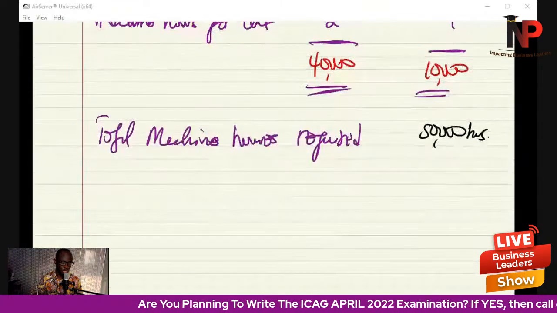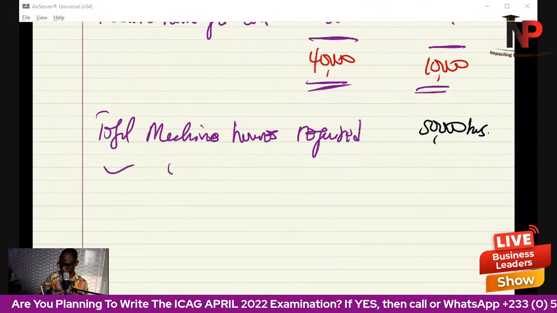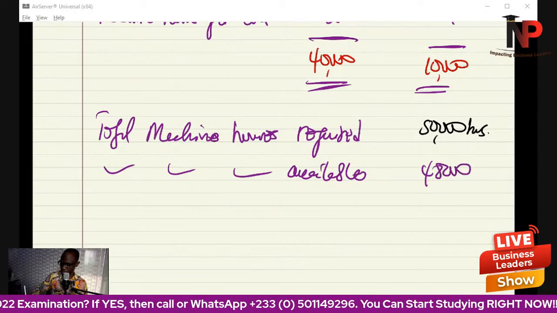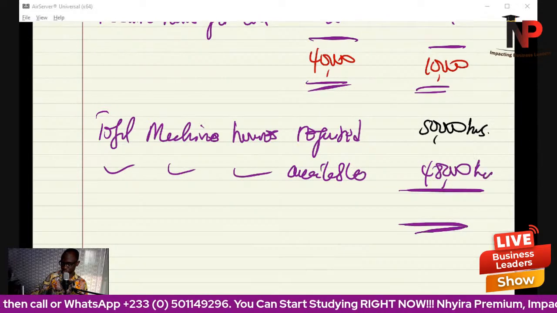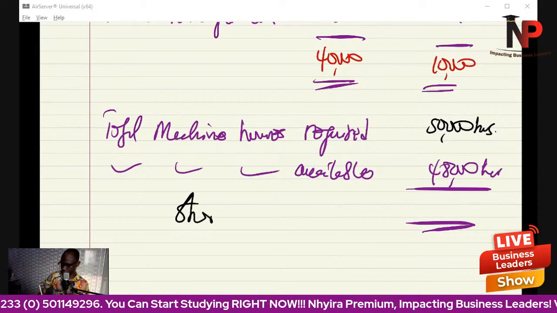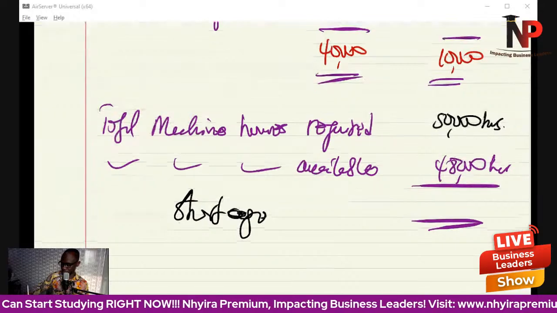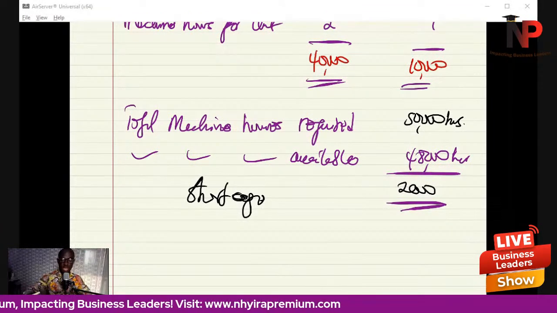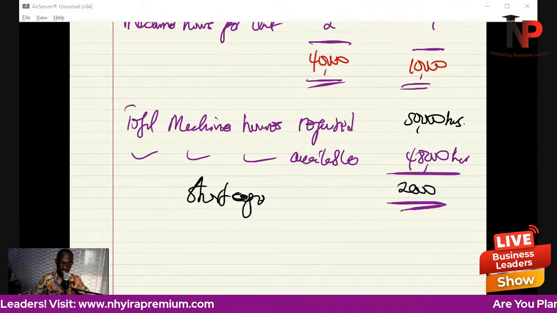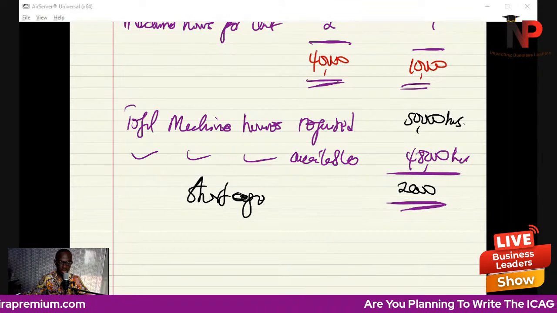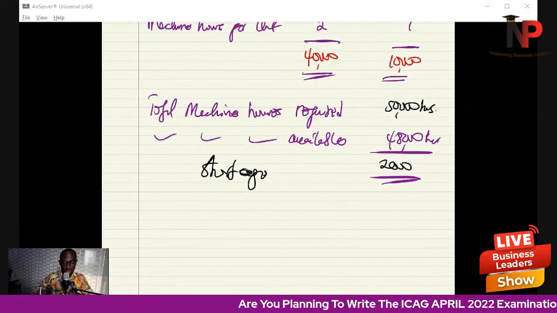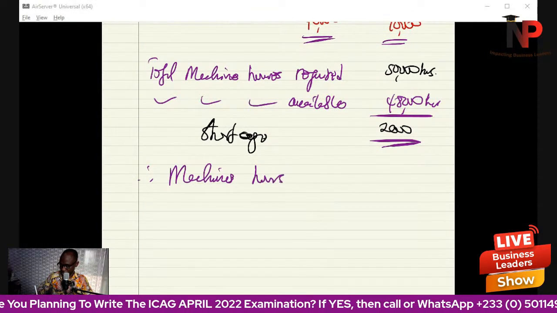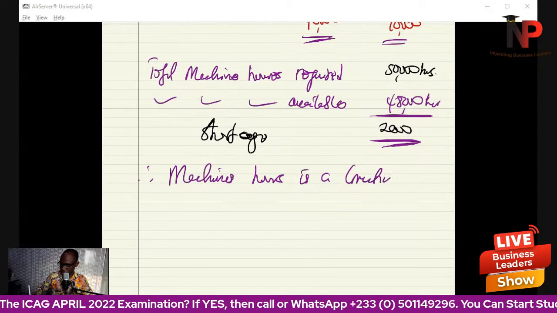But how many hours do we have available? So total machine hours available, it's 48,000. So you realize that there is a shortage here. Hence, machine hours is a limiting factor. So there is a shortage of 2,000 here. For that reason, the machine hours become what? A limiting factor. Are you getting it? So therefore, machine hours is a limiting factor.